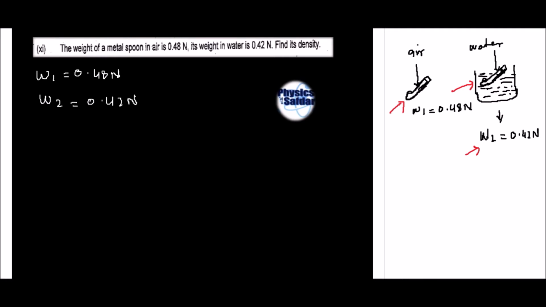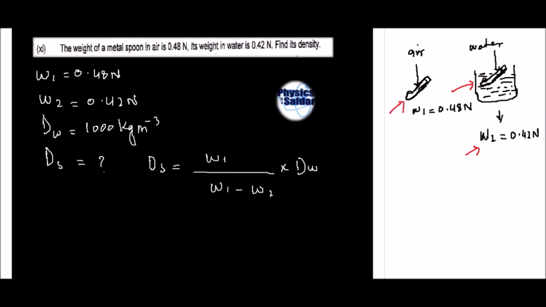The density of water, we need to remember this. The density of water is 1000 kilogram per cubic meter. It's not given in the question, but you need to remember here, and you need to calculate the density of a spoon. This is the question.